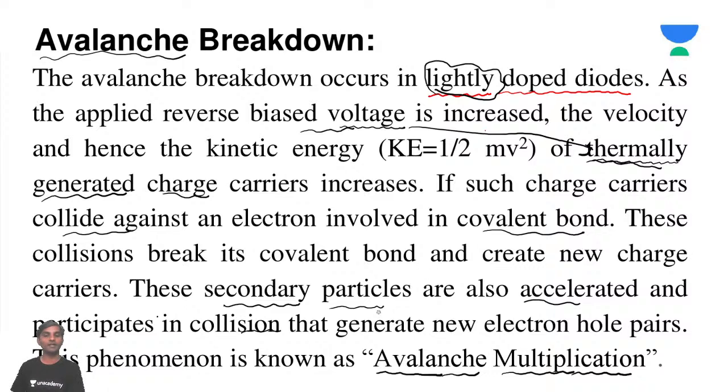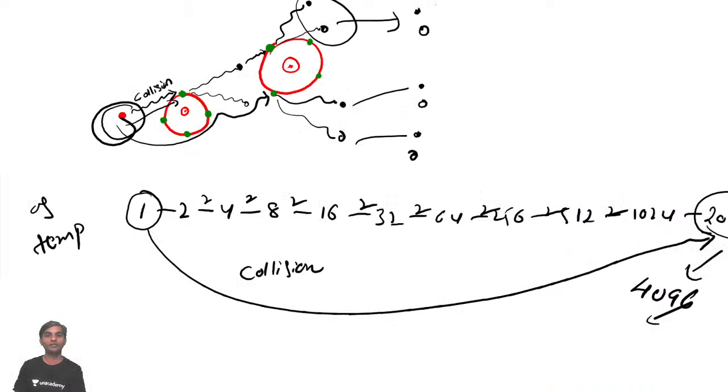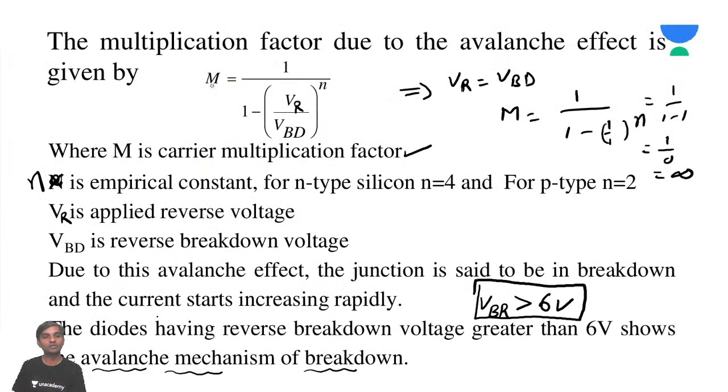This secondary particle also accelerates. Again, collisions happen to generate new electrons and holes. So this process is a cumulative process. It continuously increases, and this is what is called avalanche multiplication. It increases and increases and increases until it reaches some voltage. This is the M value.